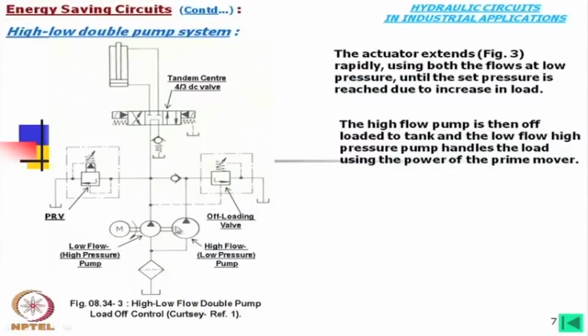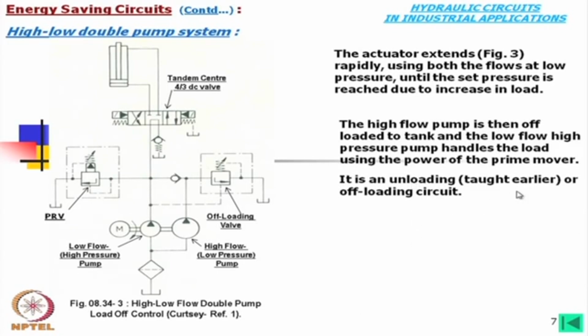Now, in that case what will happen, say pressure exceeds that much, then this will open. So, oil of this will, instead of going this way, go this way and back to the tank, whereas flow of this and pressure is high. So, it is keeping this closed, it is not going this way, it is going directly to this side, and this is moving with slow speed. The high flow pump is then offloaded to tank, and the low flow high pressure pump handles the load using the power of prime mover.